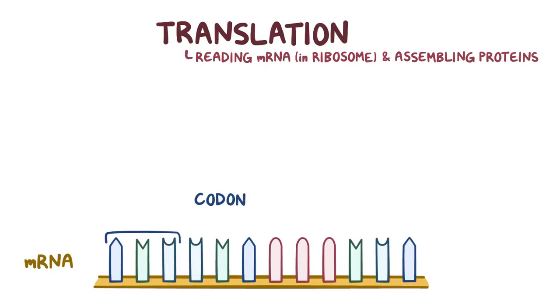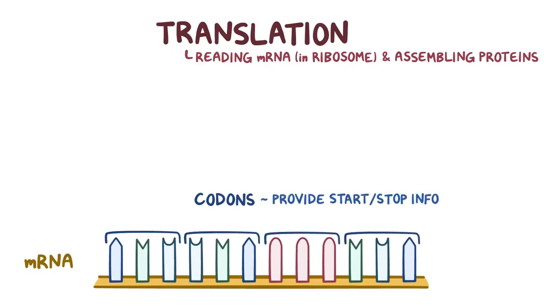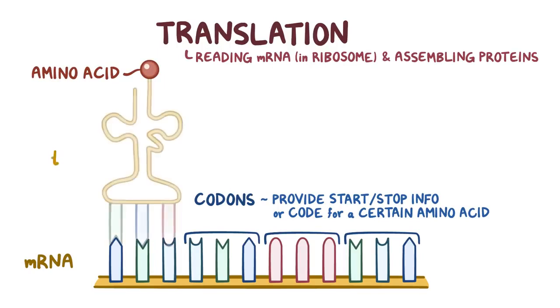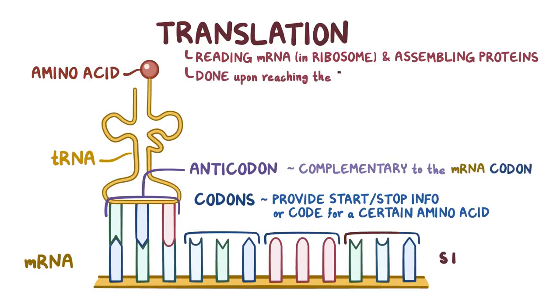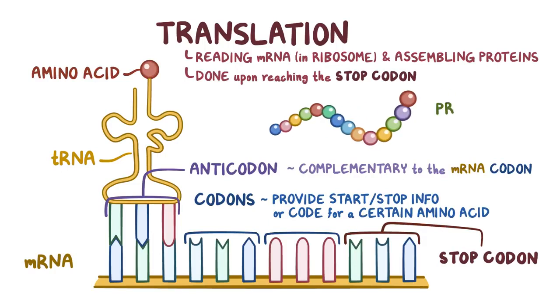mRNA is made out of codons, which are triplets of nucleotides that either provide start and stop information or are coding for a certain amino acid in a protein sequence. The amino acids are supplied by the tRNA, which contains an anticodon, which is a complementary sequence to the mRNA codon. The translation is finished upon reaching the stop codon, which is the signal that the protein is done.